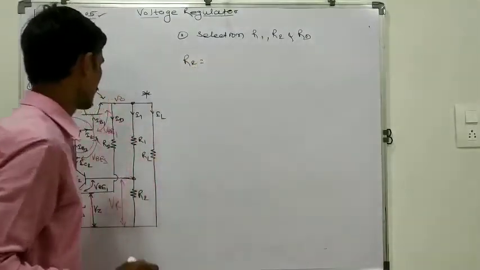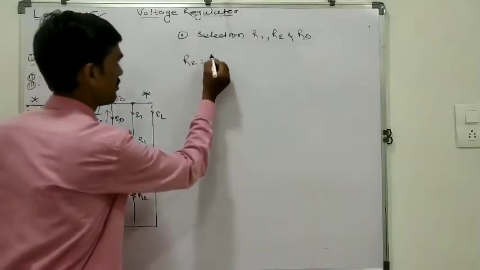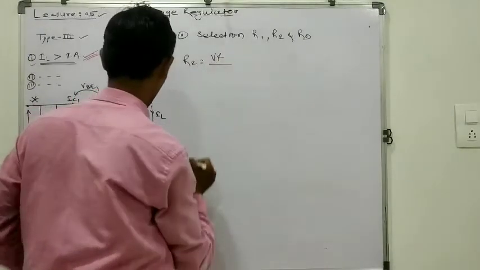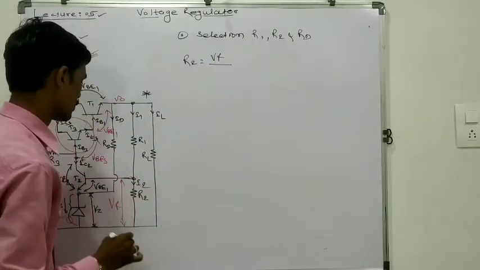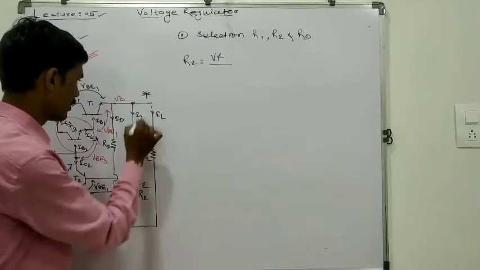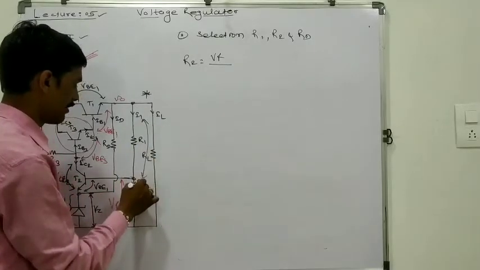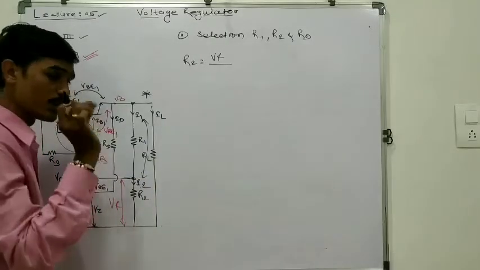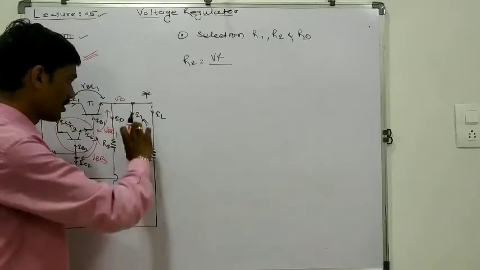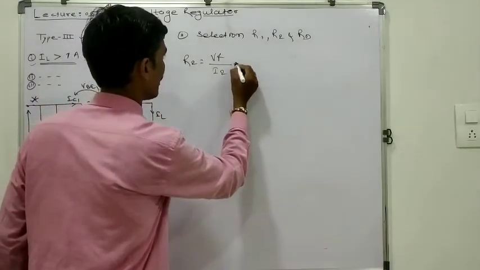Again R2 is equal to the voltage available at this point, which is nothing but VF, divided by I2. So this current we are assuming is I2. So I2 is nothing but approximately equal to I1, as we are considering the base current of the transistor T2 is very less. That's why these two currents must be equal.